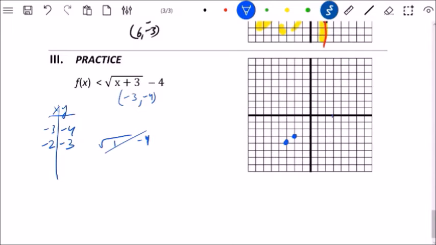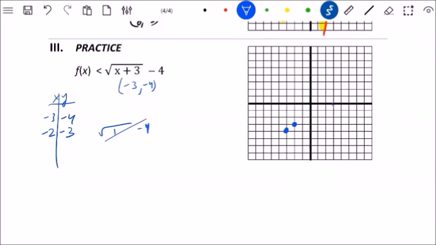Now, let's go to another number that will give us a perfect square in there. So let's say x is 1 will work. So 1 plus 3 is 4. Square root is 2. Minus 4, which is a negative 2. So at 1, we're at a negative 2. And then let's use the dashed line for that.